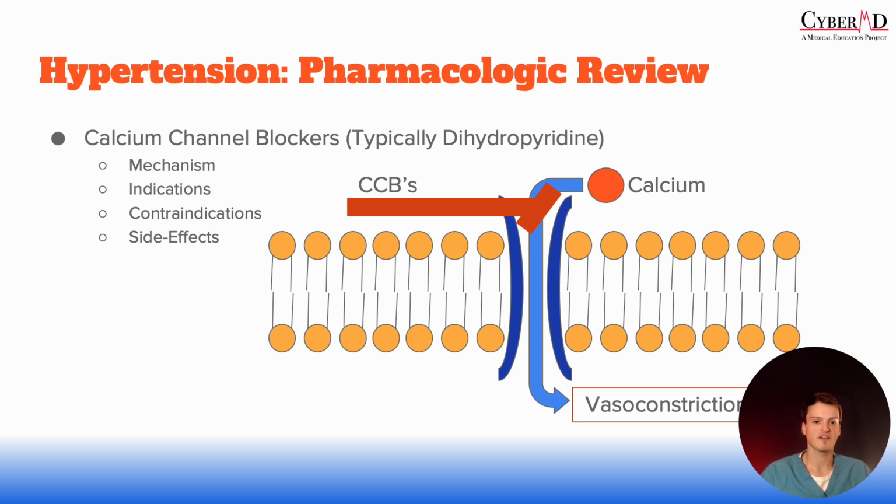So we've talked about indications and contraindications and the mechanism of action, so let's talk about the side effects. The side effect profile of dihydropyridine calcium channel blockers is relatively well tolerated, but there are some common adverse effects that we're going to discuss, such as peripheral edema, which is one of the most common side effects due to the vasodilation of those peripheral arterioles.